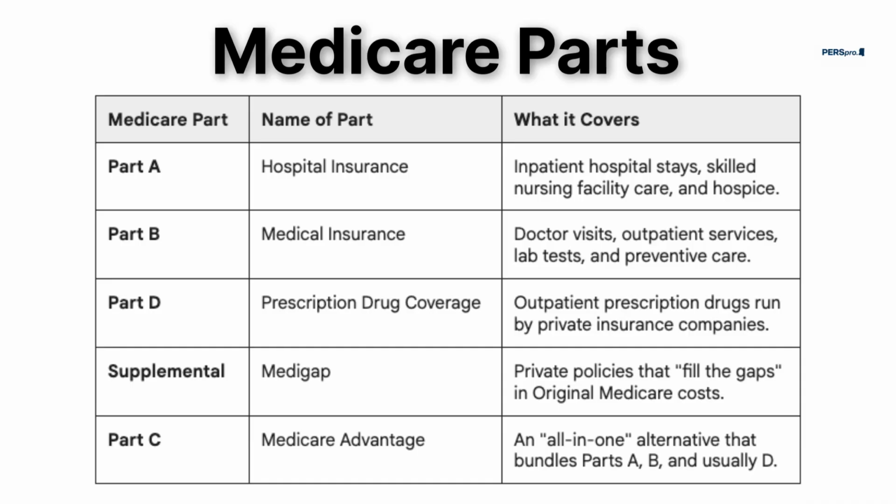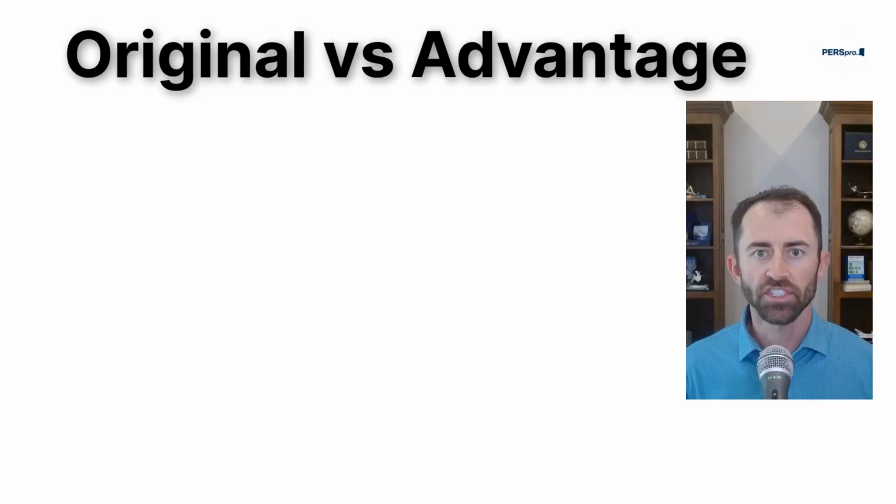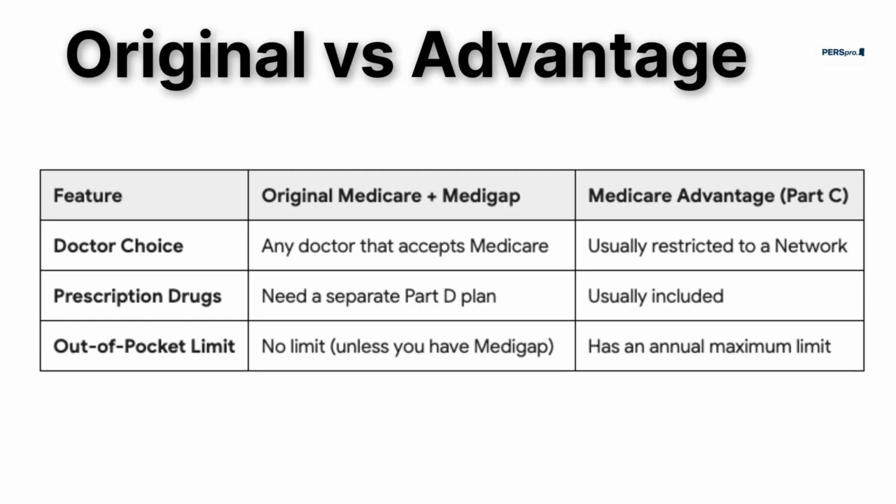Part C, Medicare Advantage. This is an all-in-one alternative to original Medicare. Private companies bundle Part A, Part B, and usually Part D into one plan, often with extra perks like vision or dental coverage. When you enroll in Medicare, you face a major decision: original Medicare or Medicare Advantage. When you're standing at this crossroads, the right path depends on how much flexibility you want versus how much you're willing to pay up front.